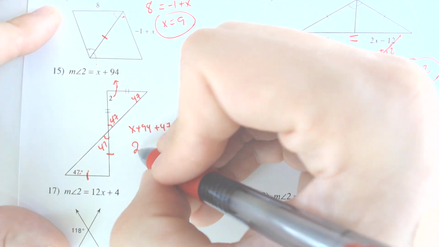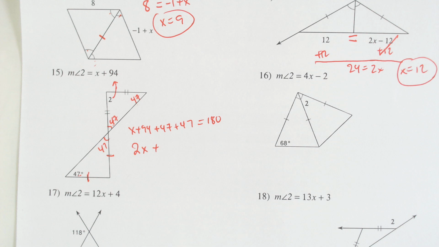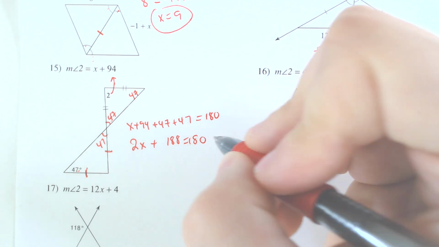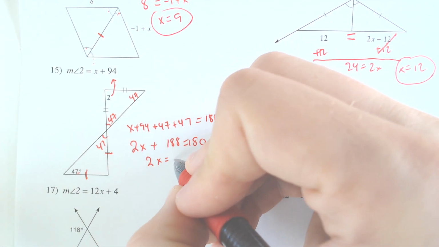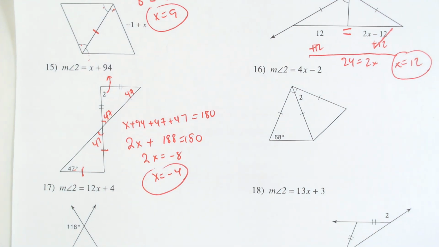Combine like terms, you get 2x plus a whole bunch. 94 plus 47 plus 47 ends up being 94 plus 94, which is, I don't know, 47 plus 94 is 188, is equal to 180. Subtract the 188 over, you get 2x is equal to negative 8, which means x equals negative 4.